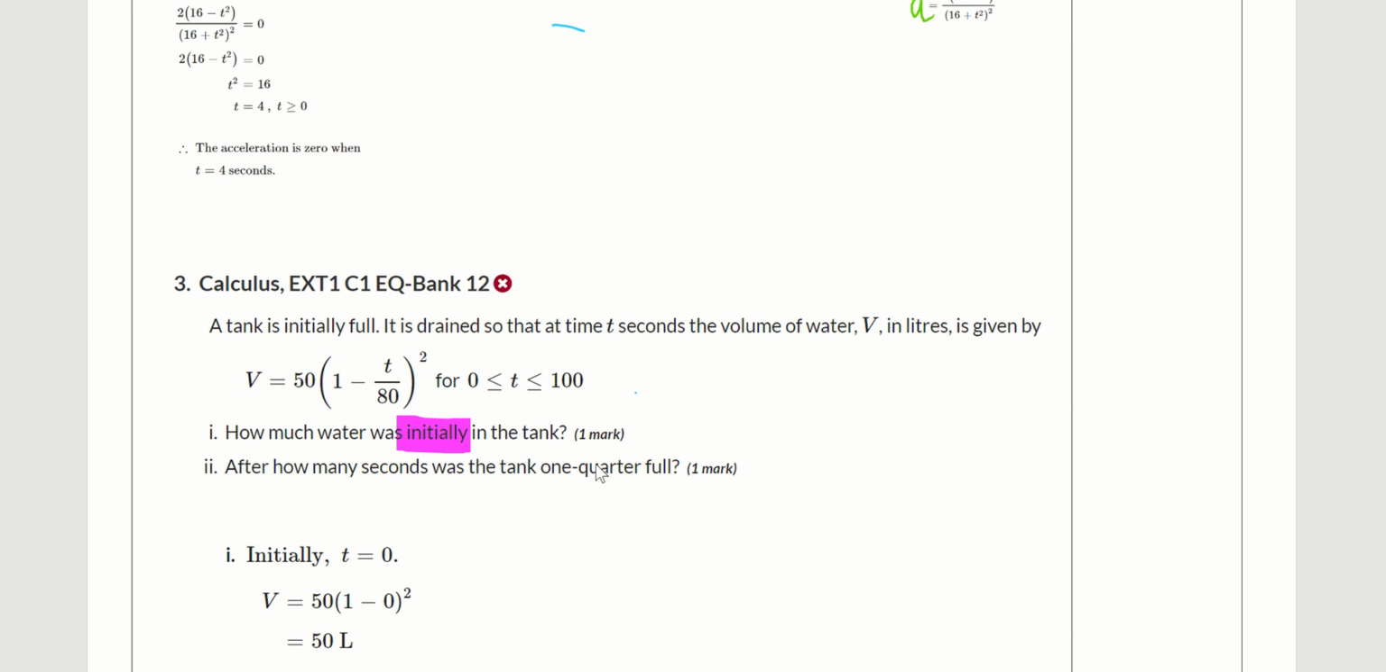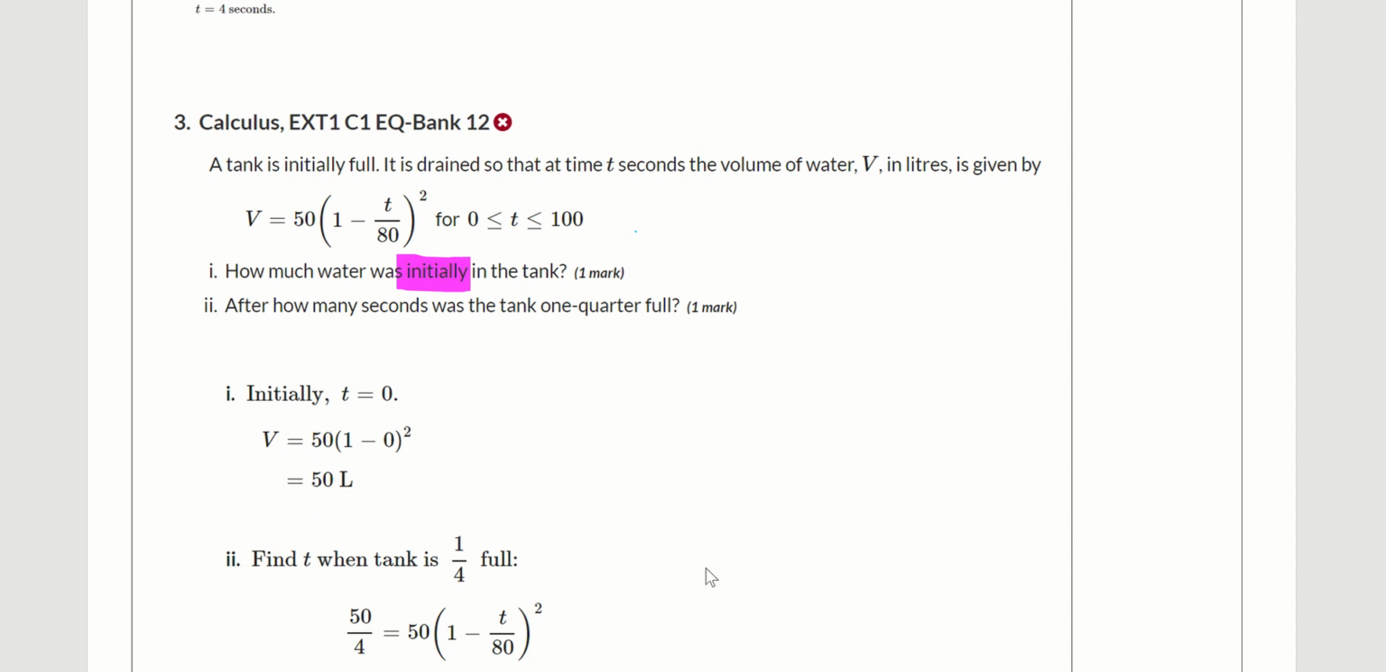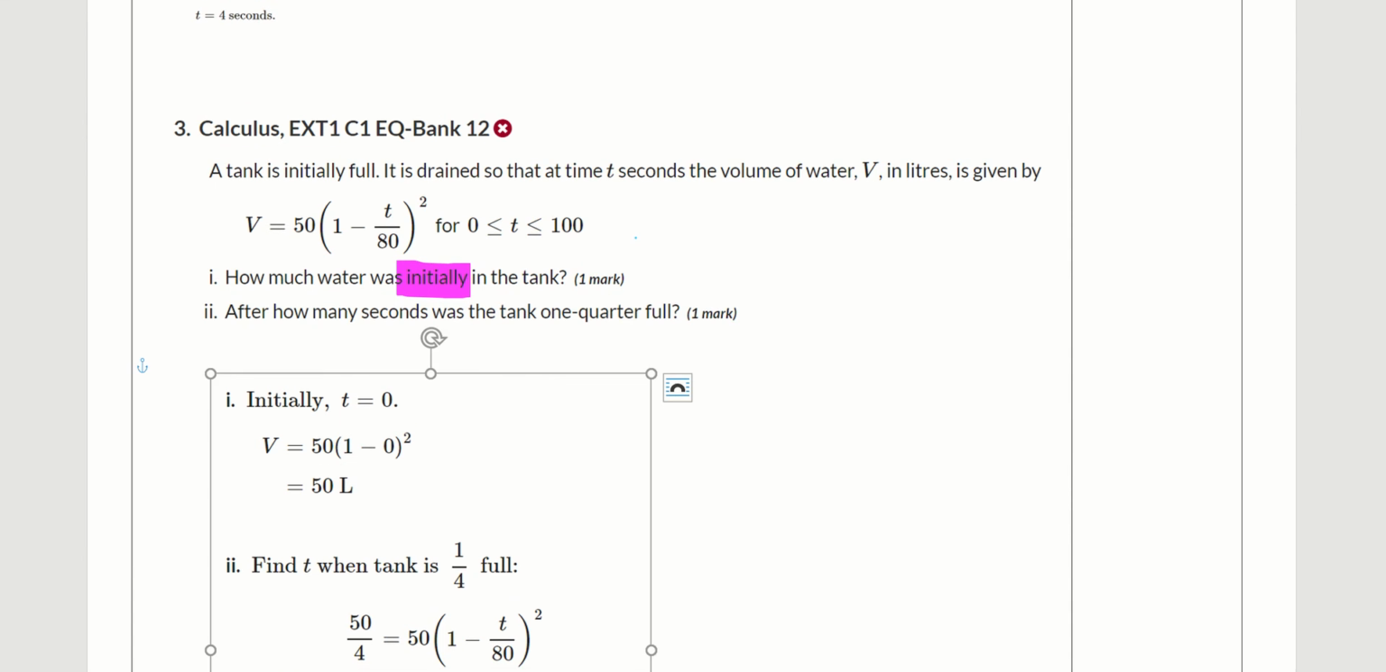Alright, part 2 then says after how many seconds was tank 1 quarter full. Okay, so how many seconds, so that's solving for t, was the tank 1 quarter full. So what you're going to be doing is solving it equal to a quarter, and you need to find t. So it'll be an equation you have to solve. So your first line will look like this, because we know that it initially has 50 litres in it. Okay, so that's why we've got equal to 50 on 4, because what they've done there is that we're finding a quarter of 50.